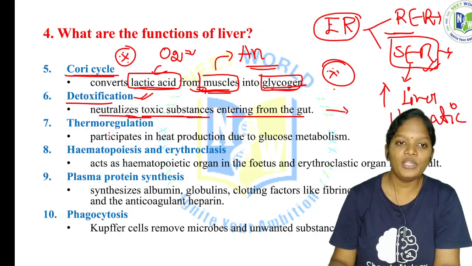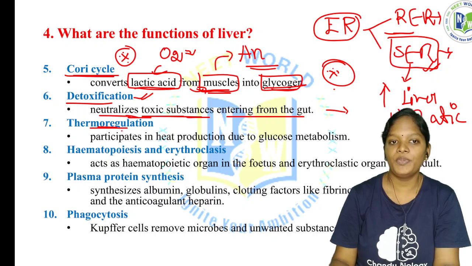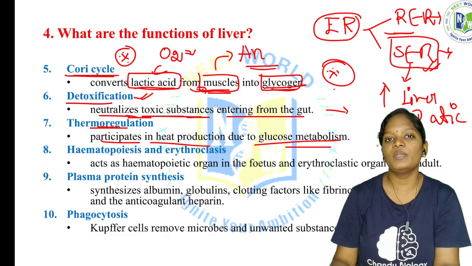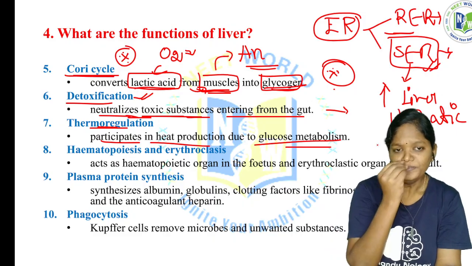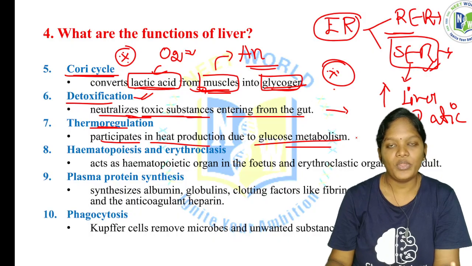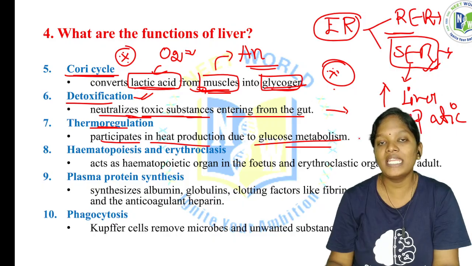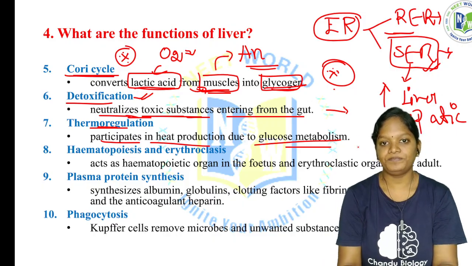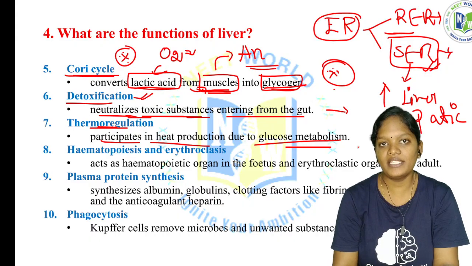So the next point will be thermoregulation. Here, it participates in heat production due to glucose metabolism. See, whatever process is happening inside the cell, the side products will be carbon dioxide and heat, mostly heat. Whatever the mechanism, either it will be catabolism or anabolism.